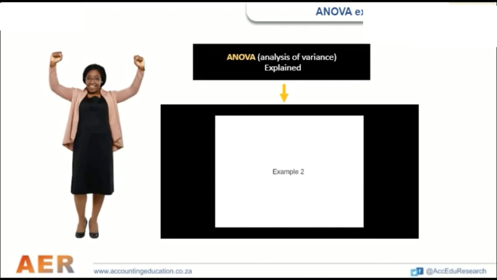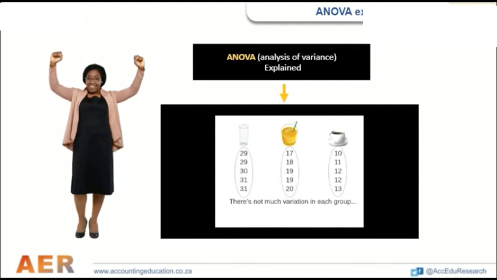Now let's look at a different set of numbers. In this case, all the scores within each group are very close to one another. There's not a lot of variance within each group. But the groups are very different from one another. There's a lot of difference between the groups. In this case, you would reject the null hypothesis. In this case, the type of drink makes a big difference.